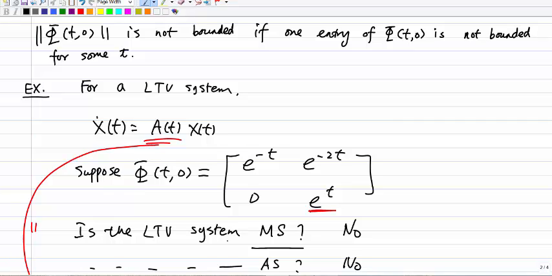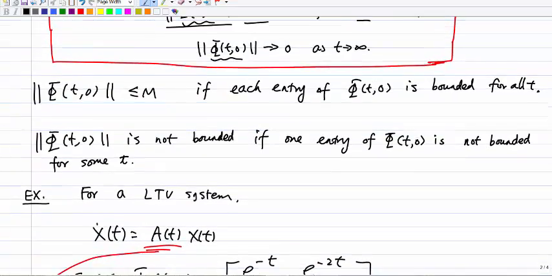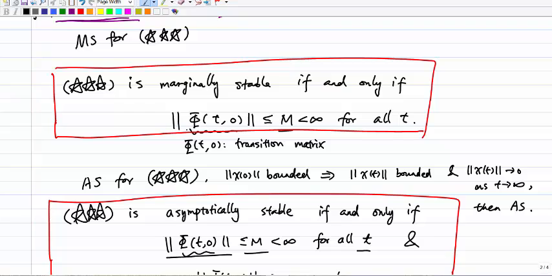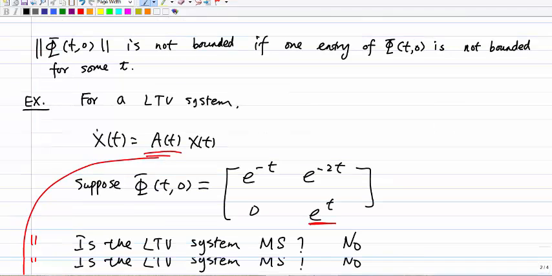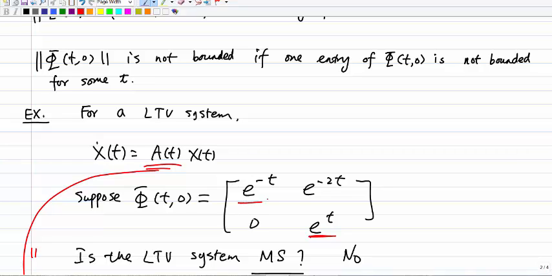Is the system marginally stable? The condition says the norm of the transient matrix should be bounded for all time t. This norm is bounded if each entry of this matrix is bounded. So if any entry is not bounded, this norm won't be bounded. You basically want to verify if each of these is bounded. If yes, it's bounded. If any one of these is not bounded, then it's not marginally stable.